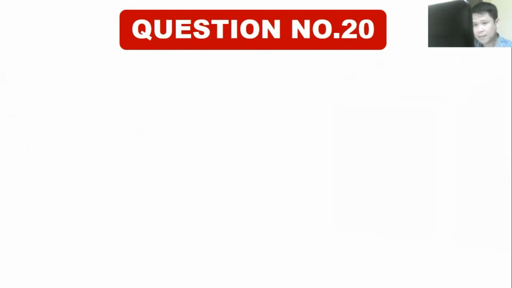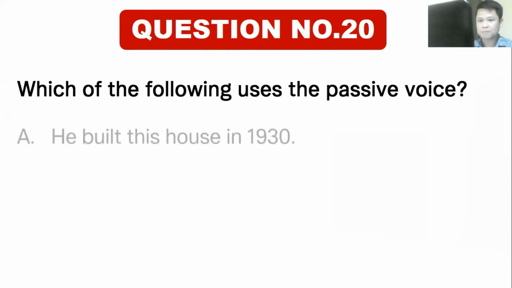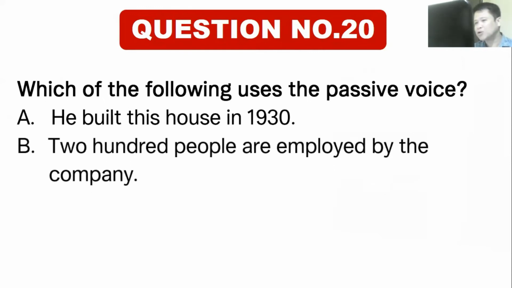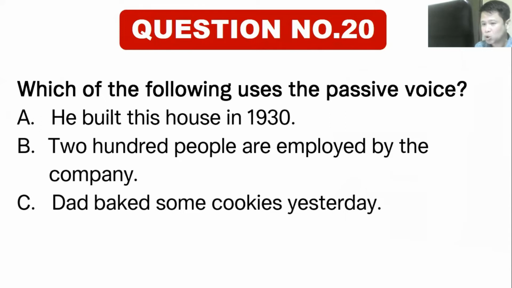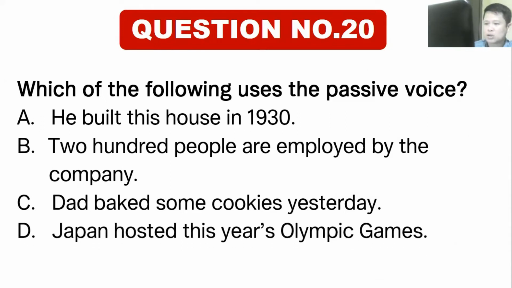And number 20, which of the following uses the passive voice? A, he built this house in 1930. B, 200 people are employed by the company. C, dad baked some cookies yesterday. D, Japan hosted this year's Olympic Games. Again, which of the following uses the passive voice?